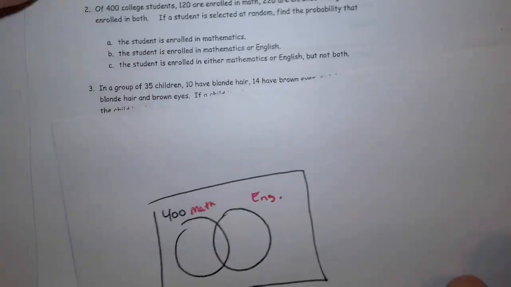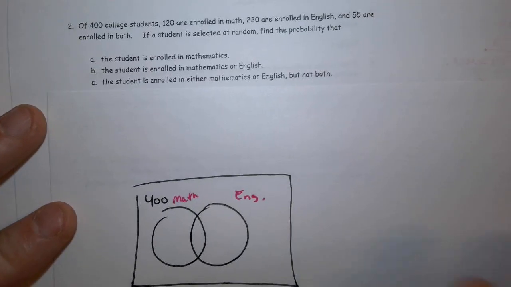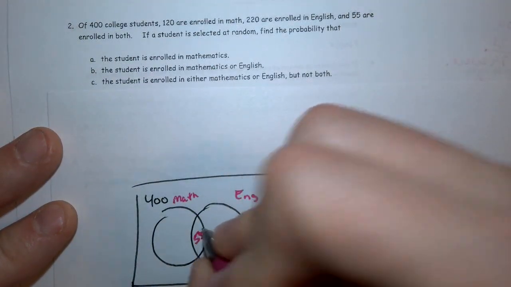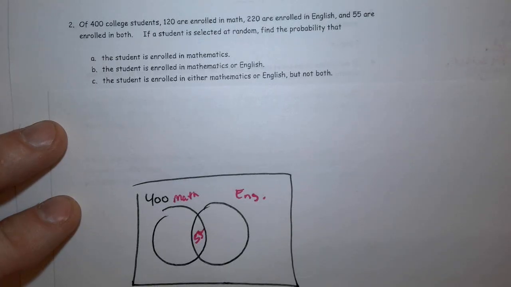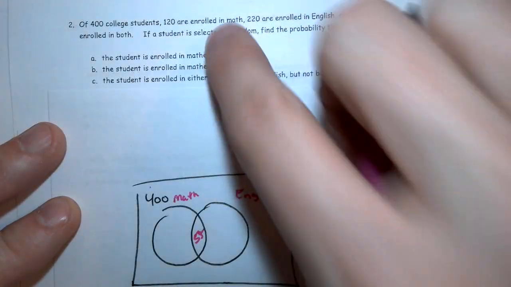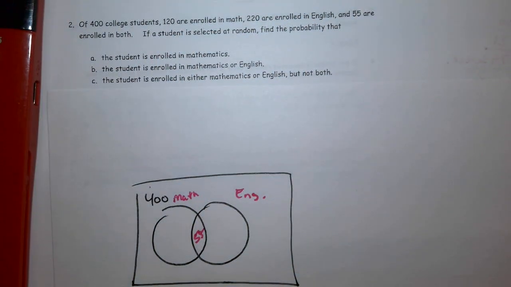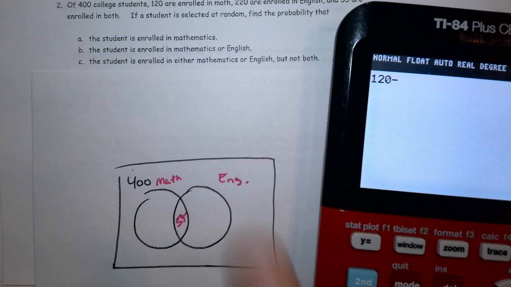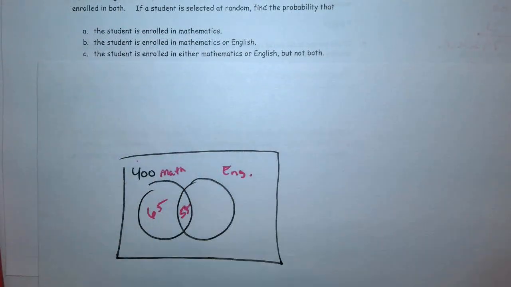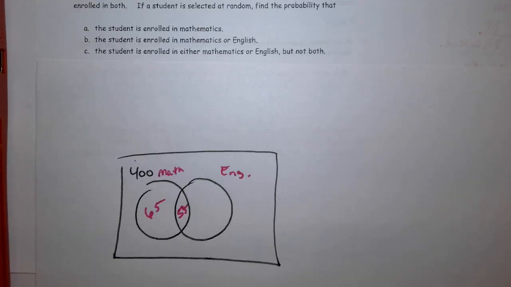Let's get this organized right. Get my camera situated. There we go. That looks better. So we got 55 are in both. We always start with the middle. How many are enrolled in math total? Not 400. This is the 400 that are total in the college. So if 120 are in math, we have to do 120 minus that 55. There'd be 65 that are only going to be in math and not in English.